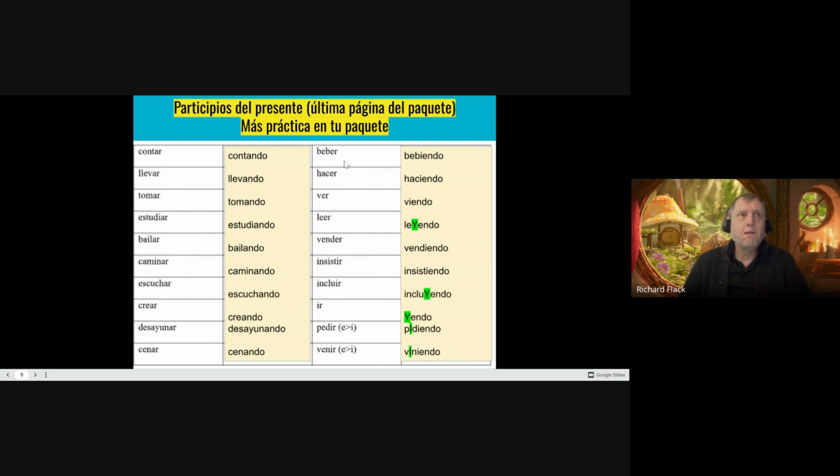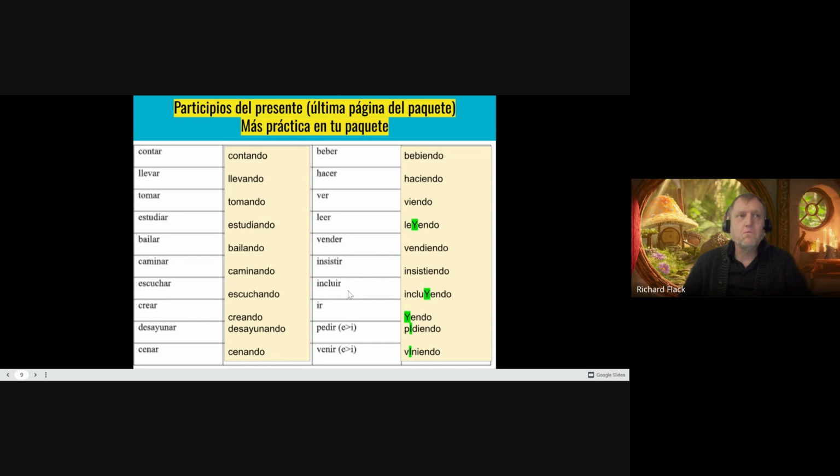Other side, beber becomes bebiendo, hacer, haciendo, ver, viendo, leer, look out. Again, that ER comes off. Our stem then ends in a vowel. We have to put yendo with a Y. Vender, vendiendo. Insistir, insistiendo.